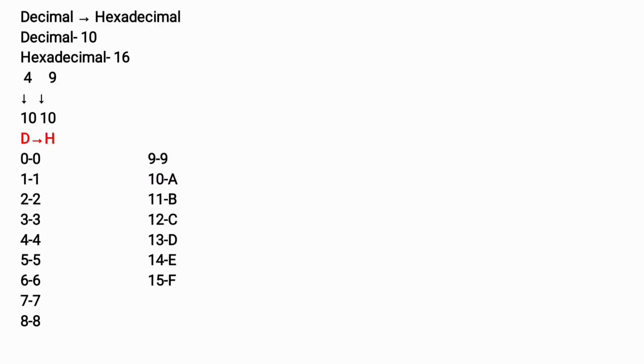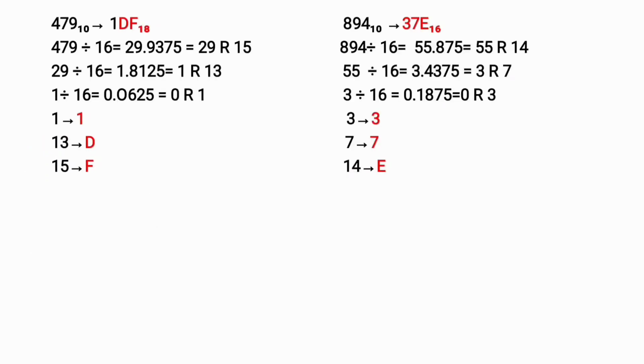10 corresponds to A. 11 corresponds to B. 13 corresponds to D. 14 corresponds to E. And 15 corresponds to F. We stop at 16 because we include 0 going to 15, that is 16 numbers. The hexadecimal system is based on 16 numbers and letters.